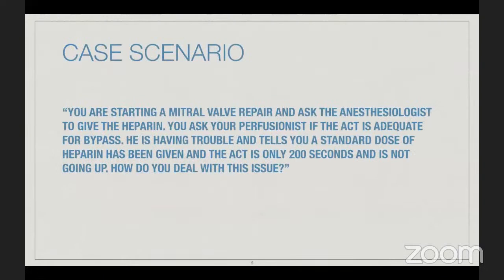So our first case scenario: you are starting a mitral valve repair case and ask the anesthesiologist to give heparin. Then you ask your perfusionist if the ACT is safe and adequate to start your cannulation and bypass. He responds that he is having trouble and tells you that the standard dose of heparin has been given, but the ACT is only 200 seconds and it's not going up. How would you deal with this issue? What comes to your mind? Anyone?